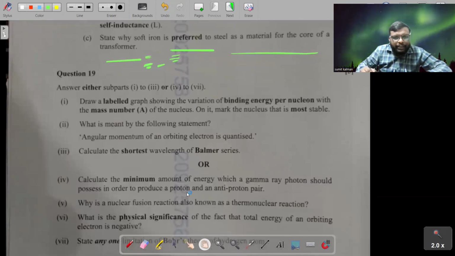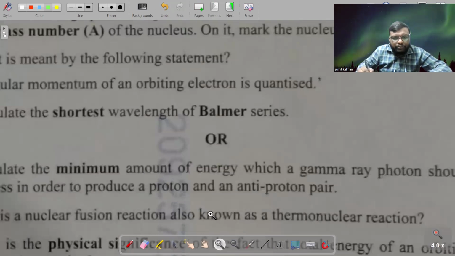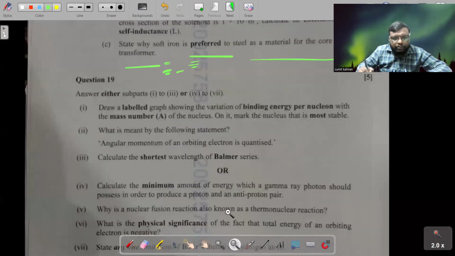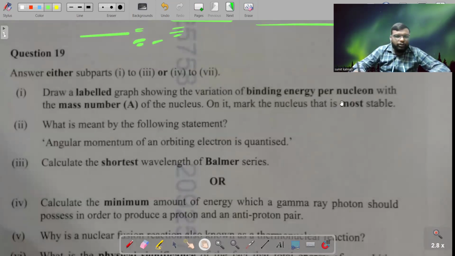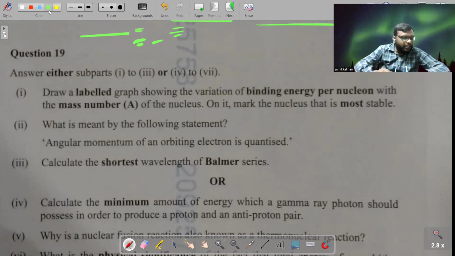अब 19 में what we have to do, in 19 you have to draw a labeled graph showing the variation of binding energy per nucleon with mass number A of the nucleus. On it mark the nucleus that is most stable. तो स्टूडेंट्स, ये सिंपल ग्राफ जो है ये आपके बुक में दिया हुआ है.